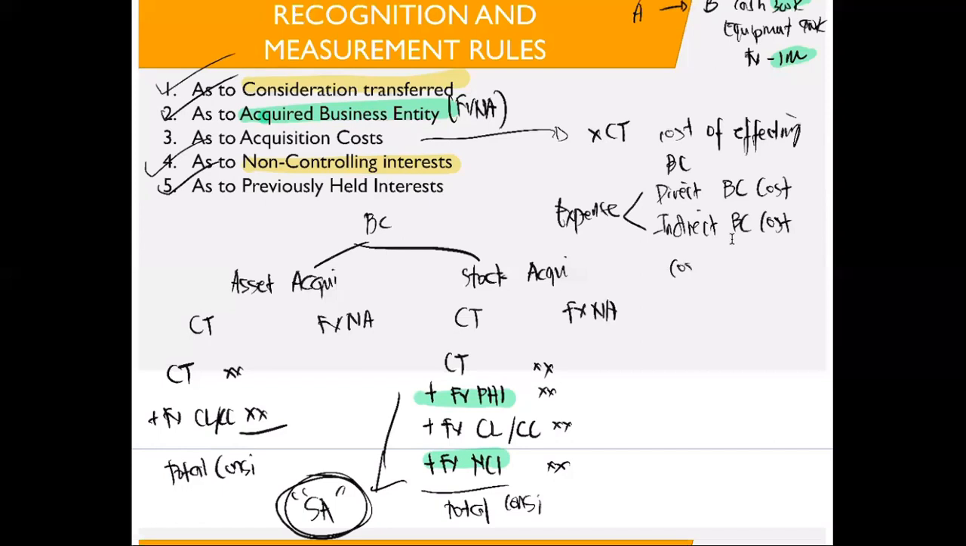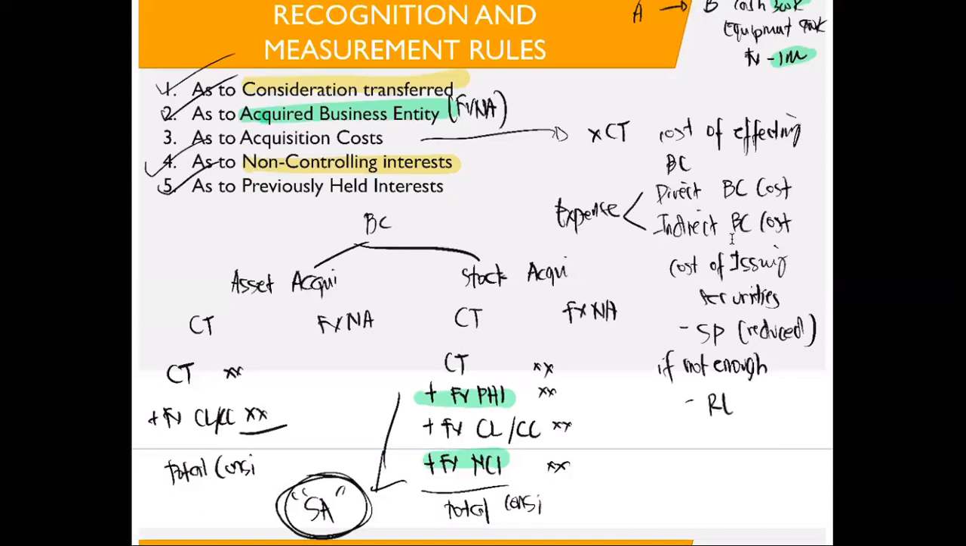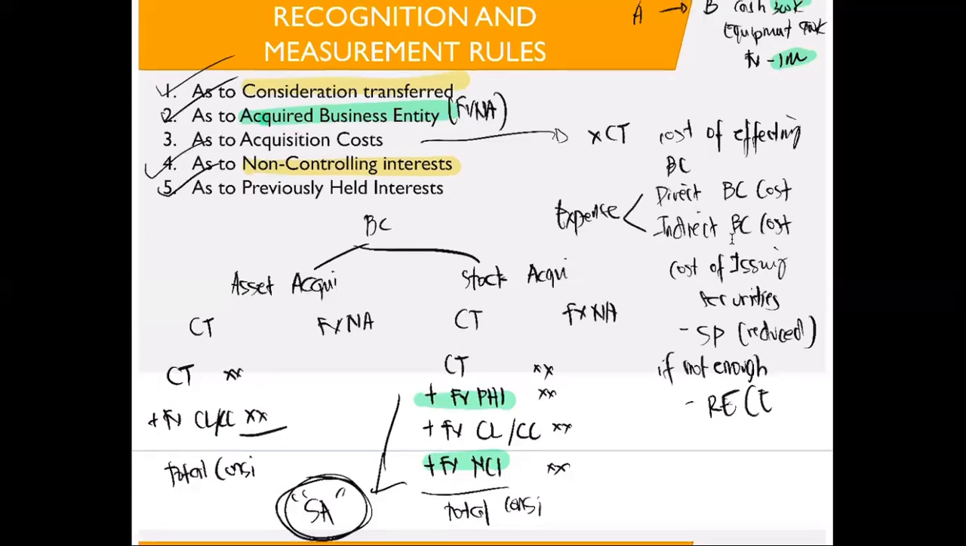But if there is cost of issuing securities, what is your cost of issuing securities? Remember, a while back, we can issue your shares of stock. So the cost of issuing the shares, you should deduct it to your share premium. So any share premium will be reduced by your cost of issuing the shares. If not enough, it is treated as part of your retained earnings, considered also as an expense.